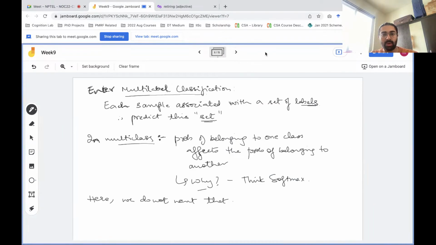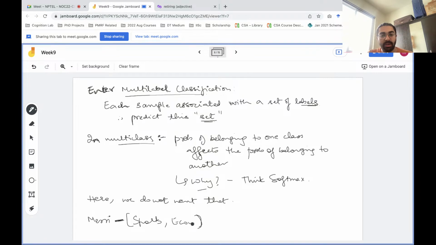Hence we came to something called multi-label classification. That is, each sample is associated with a set of labels. In this example, I will say that the right label for this particular news is both sports and economics.